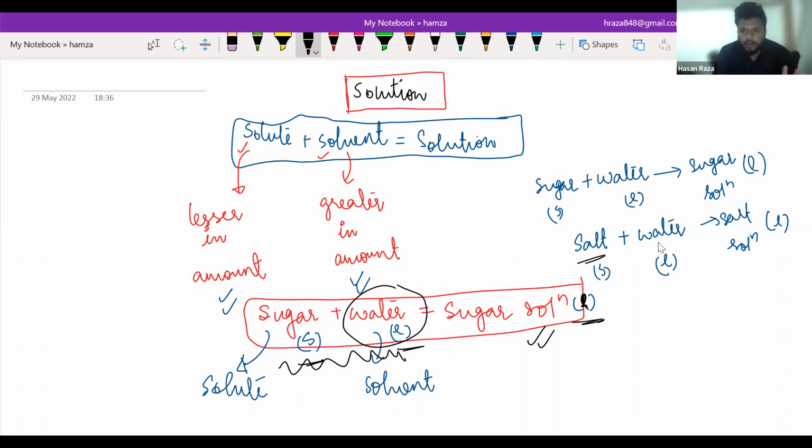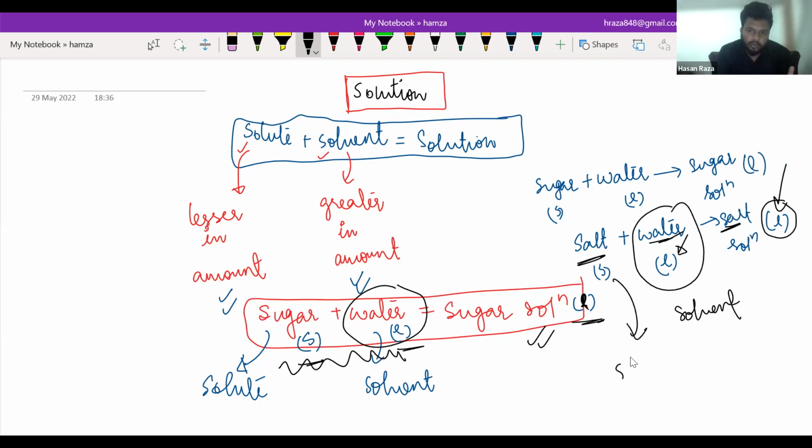जैसे यहाँ पे आप देख सकते हैं सॉल्ट, वाटर, सॉल्ट सॉल्यूशन. सॉल्ट सॉल्यूशन का फिजिकल स्टेट क्या है? लिक्विड. यहाँ पे वाटर का फिजिकल स्टेट क्या है? लिक्विड. दैट मीन्स ये जो वाटर होगा यहाँ पे ये सॉल्वेंट होगा और ये जो होगा आपका सॉल्यूट होगा.